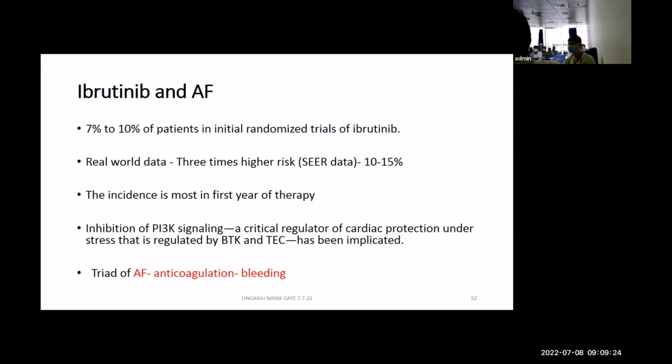Now, atrial fibrillation leads to a triad, right? If you have atrial fibrillation, you are at risk of a cardioembolic event, so you get anticoagulation, which leads to bleeding, and ibrutinib will still cause bleeding. So this is a triad. Once there is atrial fibrillation, the patient goes into the deadly triad of fibrillation, anticoagulation, bleeding, and again ibrutinib. So that triad continues.